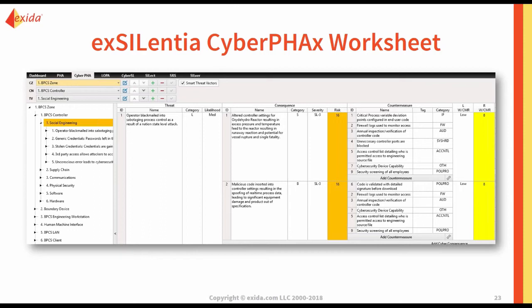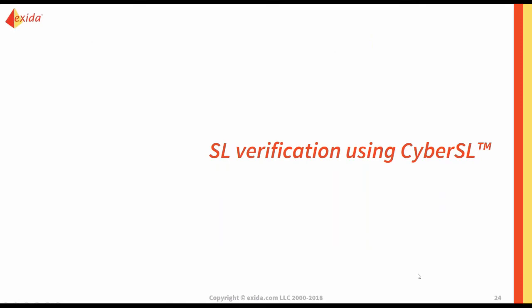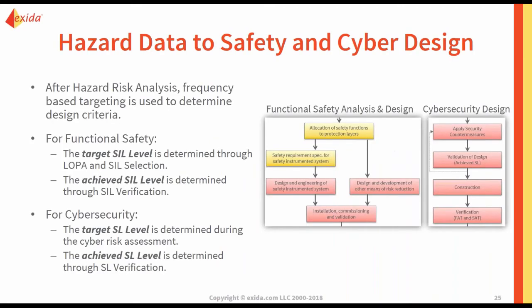And so you can see how the cyber risk assessment is kind of simplified simply by leveraging the best practice of doing a HAZOP on your safety system. You can do the same on your network. And so that is what that would look like. It doesn't have to stop there. I mentioned SIL verification. We can do this using exSILentia's module CyberSL. And basically this is taking that one more step forward by using frequency-based targeting to determine your design criteria for your safeguards and your countermeasures.